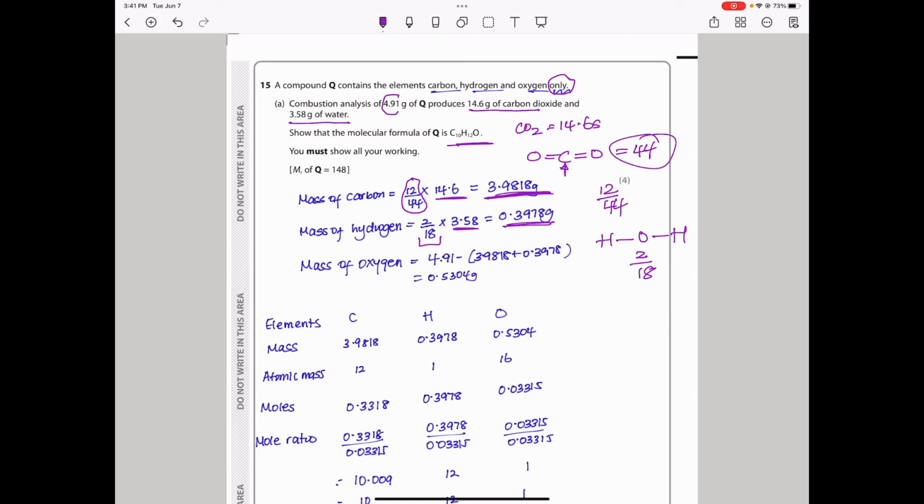Now, since we have the mass of Q, this total mass of Q should be the hydrogen, the oxygen, as well as the carbon. So if we want to find the mass of oxygen, we will get the total mass of the Q, or the organic compound, and subtract the mass of carbon and hydrogen. So we get this as the mass of oxygen.